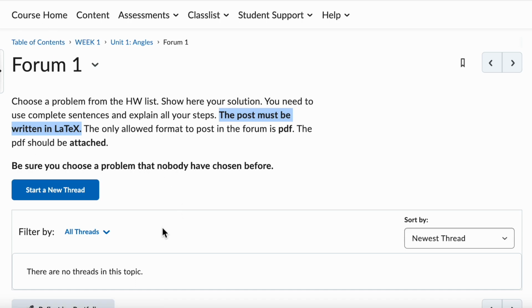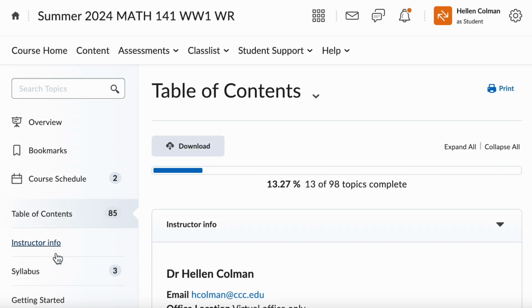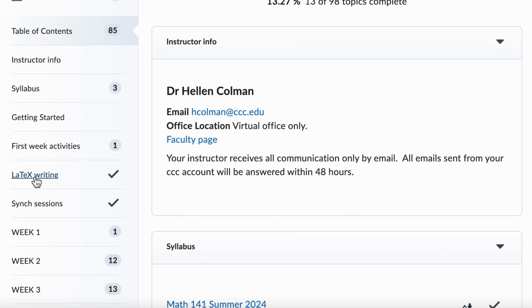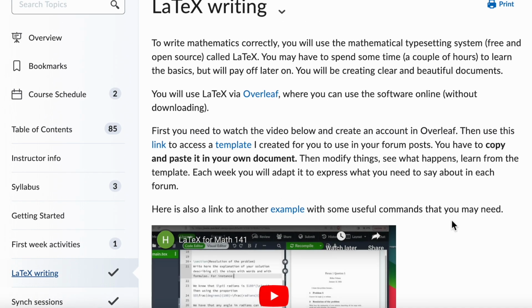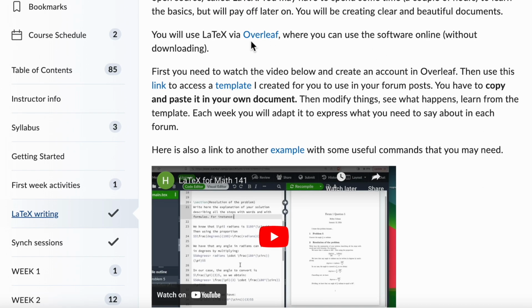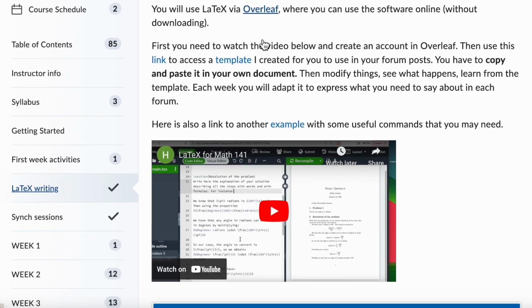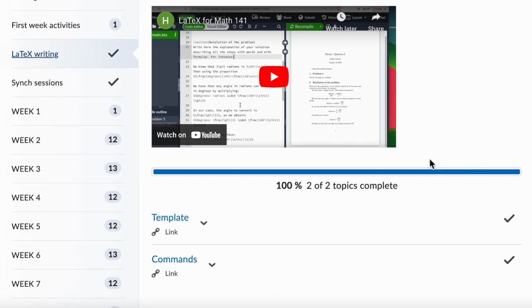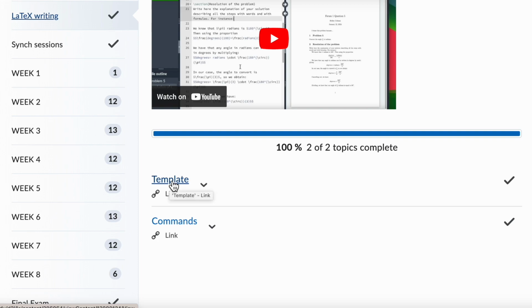To do that, we go back to the table of contents, and you will see that you already have a tab that says LaTeX writing. You need to visit that tab, and in there you have a video that explains all the details of how to write in LaTeX. Essentially, you have to create an account first in this software that is free and open source. And once you create the account here, you are going to use a template that is also here and that I created for you.